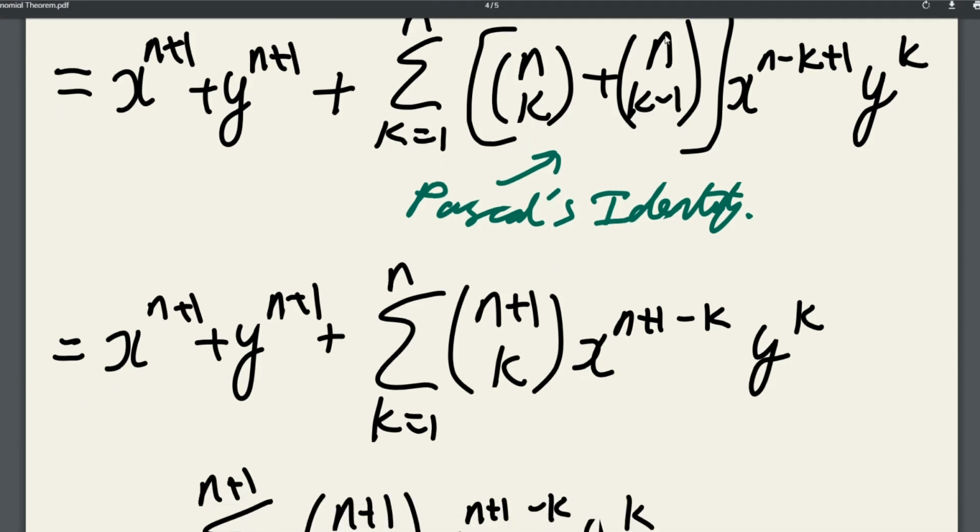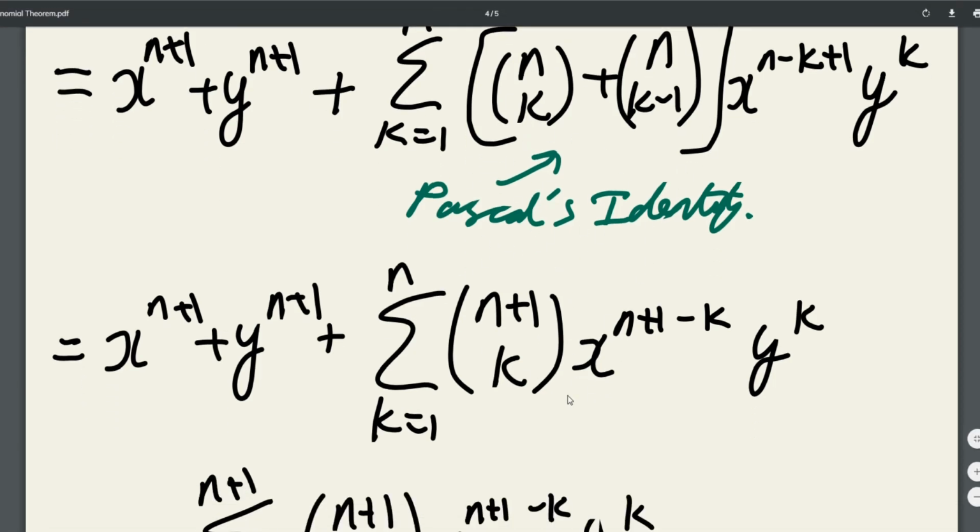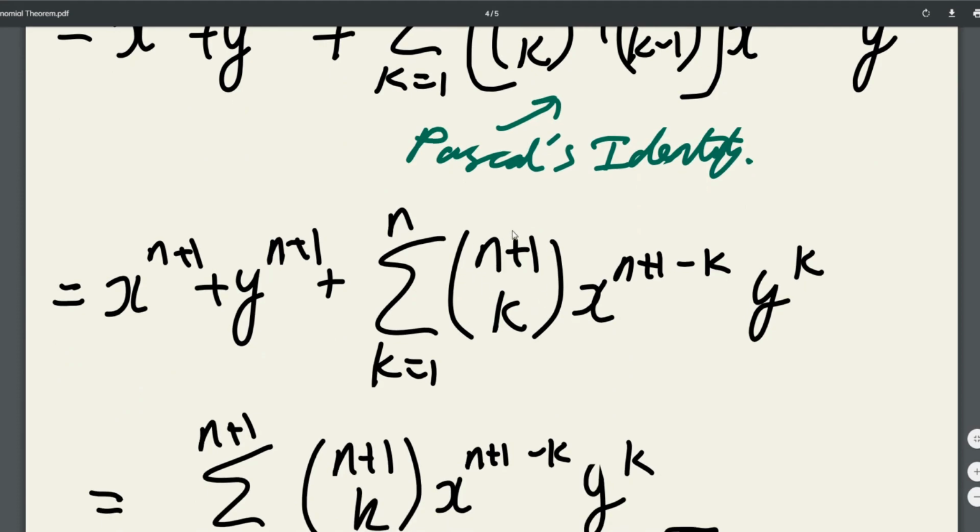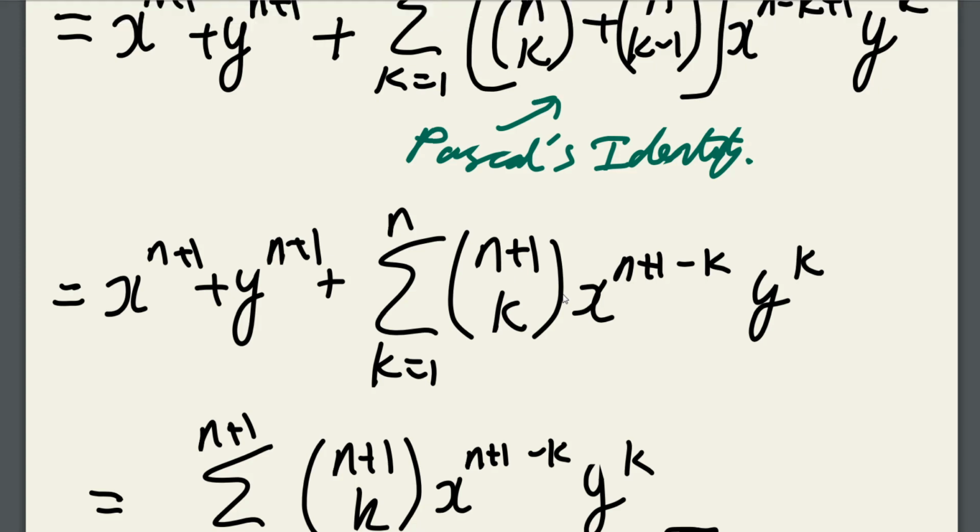So, using Pascal's identity, we simplify this further, and now we notice that we have this n plus 1 here and n plus 1 here. This is starting to look good for our inductive step, since the series is looking very similar to the one in the binomial theorem, except with n plus 1, which is what we want.